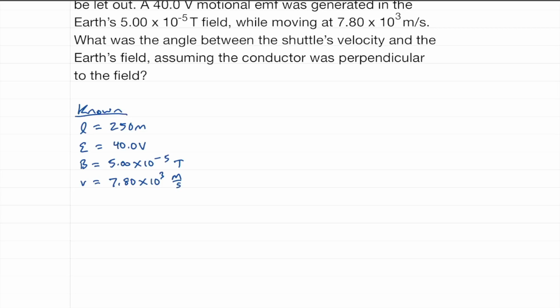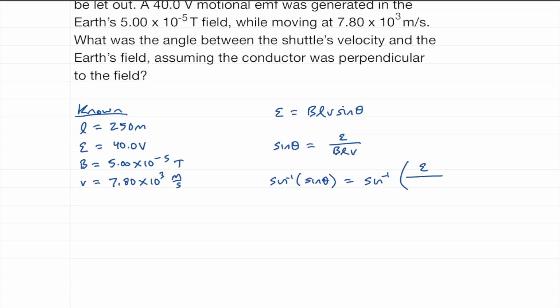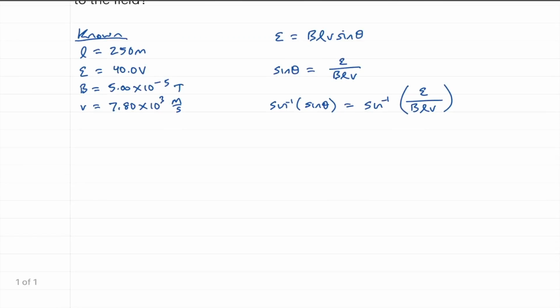Okay, in a previous video, we showed that the EMF is BLV sine theta. So we divide both sides by BLV. And so sine theta will be the EMF over BLV. Take the sine inverse of both sides. So sine inverse of sine theta is the sine inverse of the EMF over BLV. And so we get theta is the sine inverse.